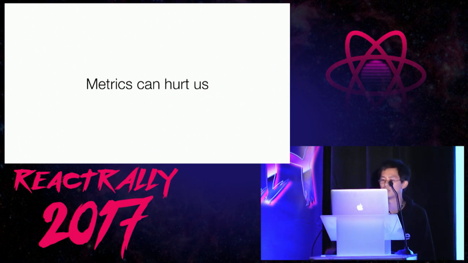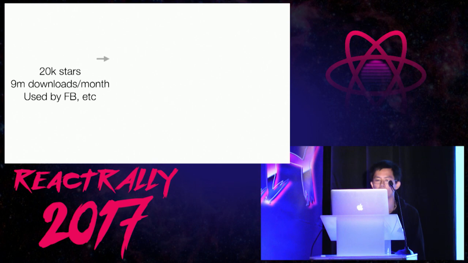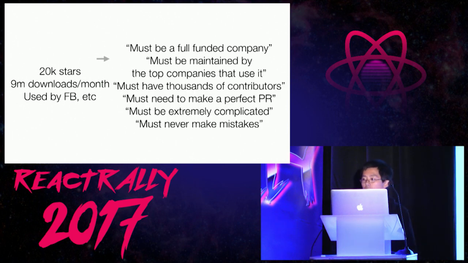But the metrics can hurt us. Every time we tweet out how many downloads we're having, all it does is build up hype, and we chase after all these numbers. It's just the success seen on the outside, but what's actually happening on the inside? What does it mean to have 20,000 stars, 9 million downloads a month, being used by Facebook and all these companies? People assume Babel must be a company.